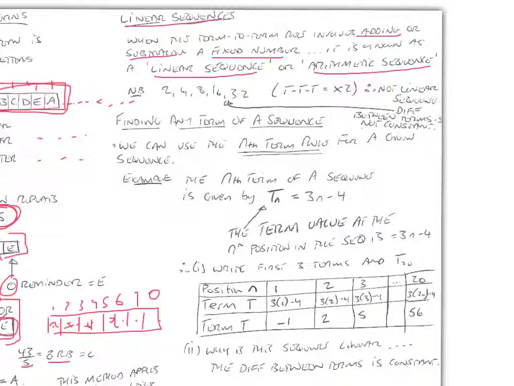If we look at this sequence here, it goes from 2 to 4 to 8 to 16 to 32. What's happening here is the term-to-term rule is that we're multiplying 2 by 2 to get 4, by 2 to get 8, by 2. So it's a multiplication, it's not an addition or subtraction, so this is not a linear sequence. Also, we know it's not a linear sequence because the difference between the terms is not constant. The difference there is 2, 4, 8, so it's not constant.